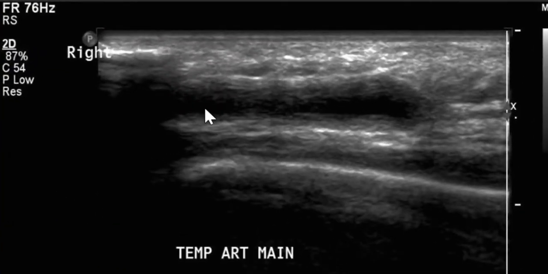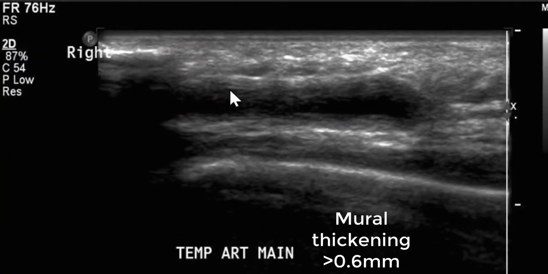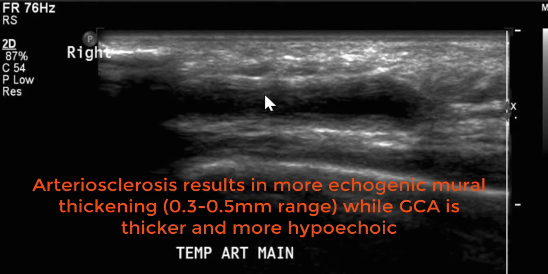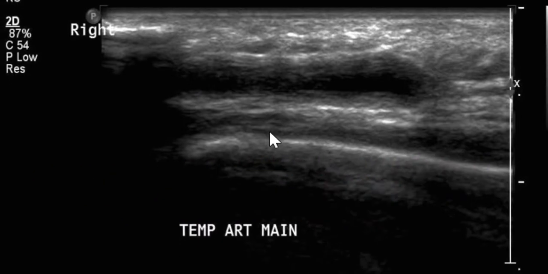Here's a nice example of GCA without the colour on, and you can just see this hypoechoic thick wall along the vessel here. If we could see it a little bit better, you could see it's a little bit lumpy as well. It's not uniformly thick.